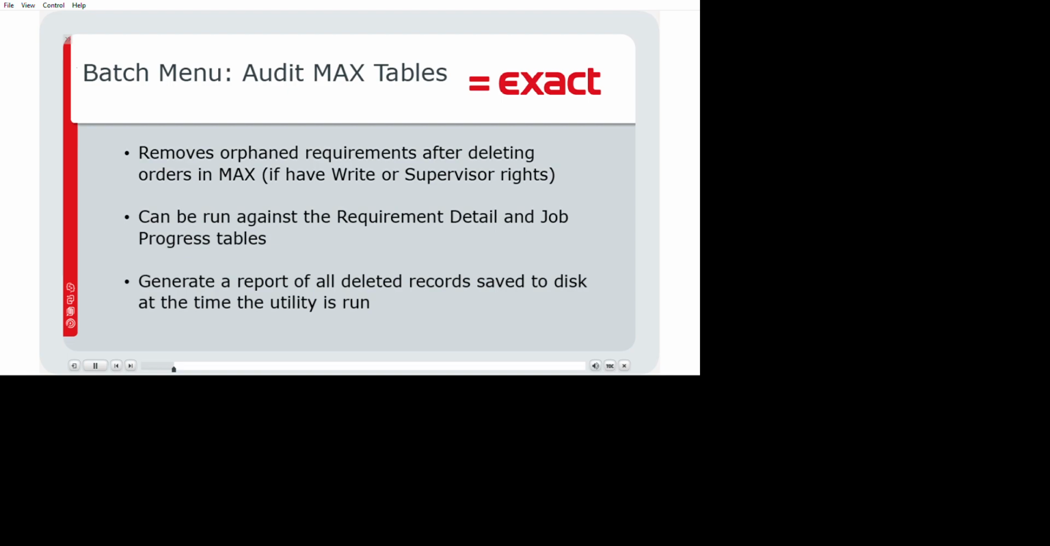You can audit the data tables to identify and delete all orphaned requirements from the Requirements Detail and Job Progress tables. You must have write or supervisory rights to the Audit Max Tables feature to delete the orphaned requirements.